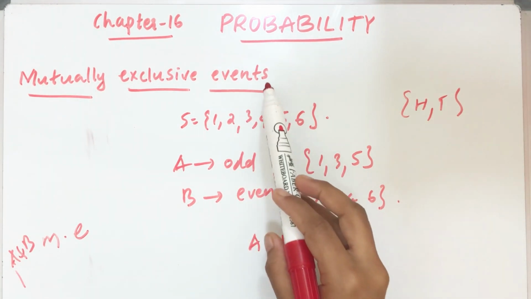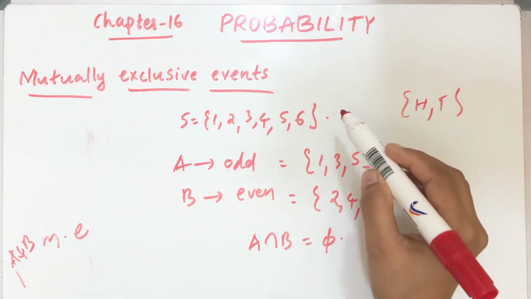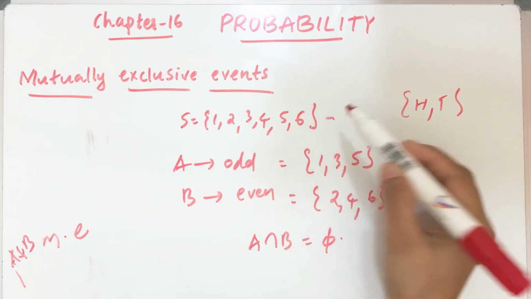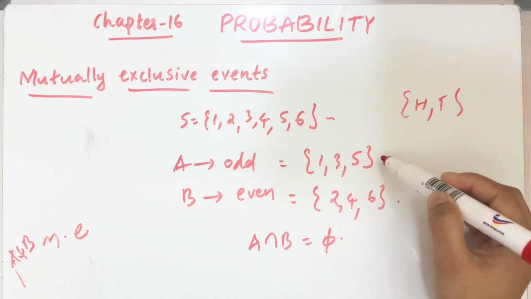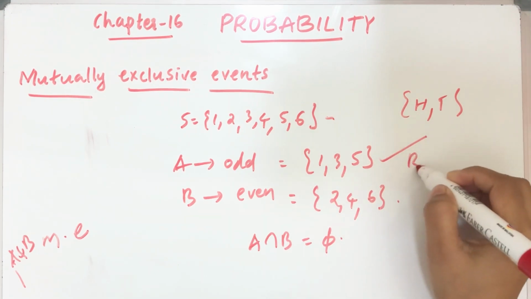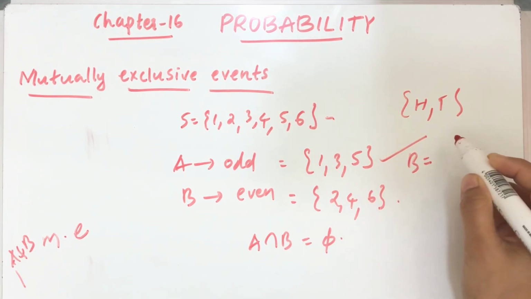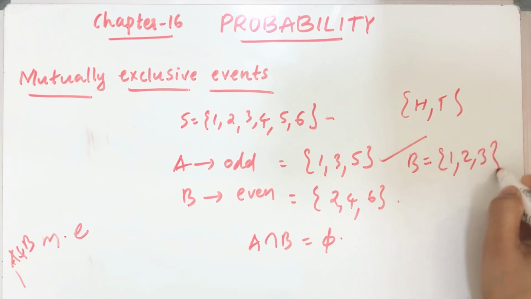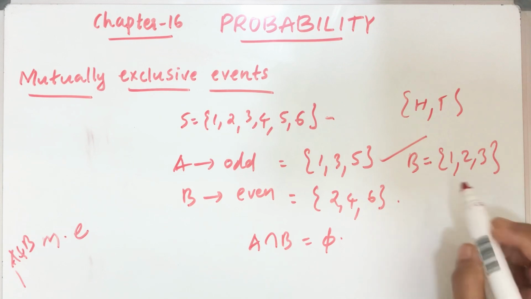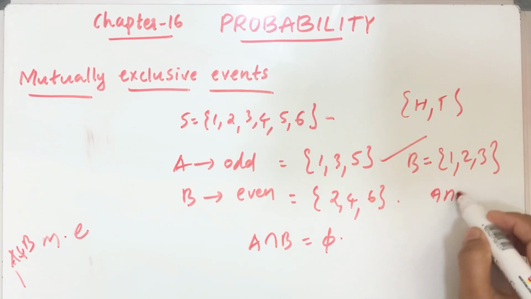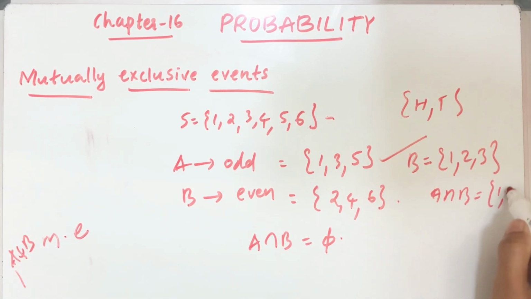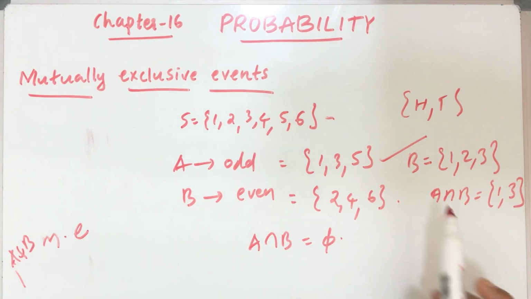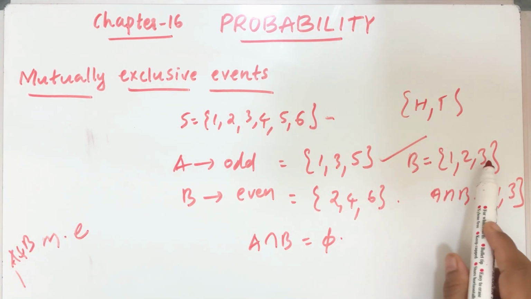Example for not mutually exclusive events: consider the experiment of rolling a die and let A be the event of getting an odd number and B be the event of getting a number strictly less than 4. Then B is equal to set 1, 2, 3. Here A intersection B is equal to 1, 3. So A and B are not mutually exclusive.